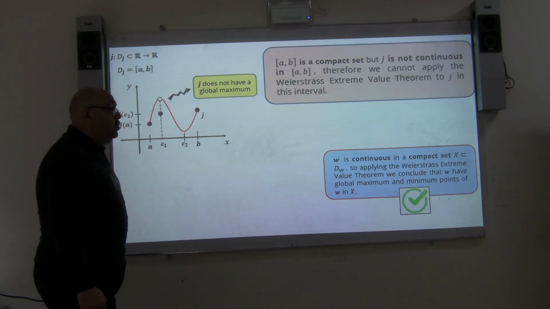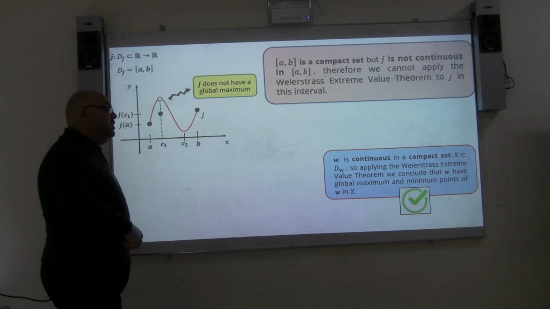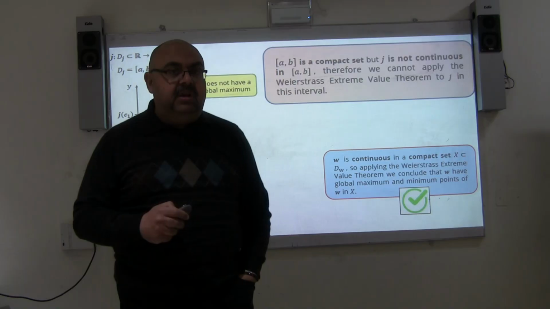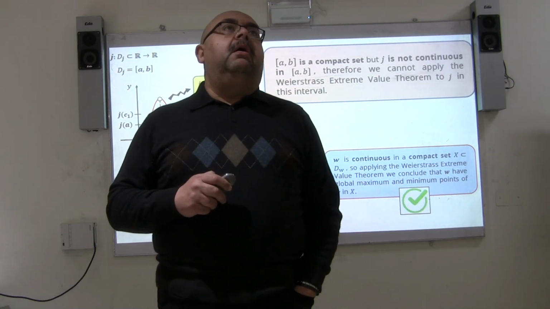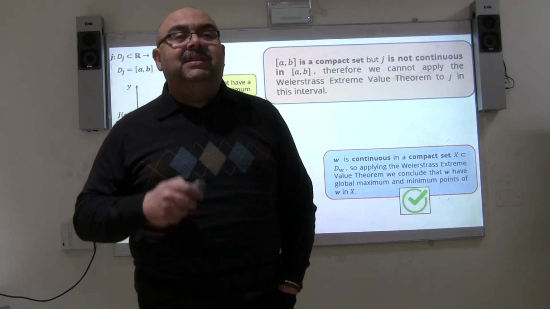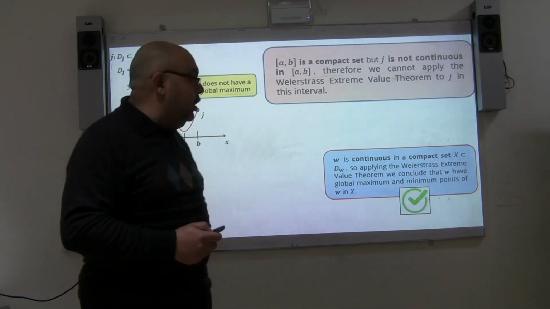This one is continuous on a compact set, so we can apply Weierstrass theory. All of these theories, this one and the coming theory, are an introduction to the beginning of the optimality discussion that we will go through later in the chapter.